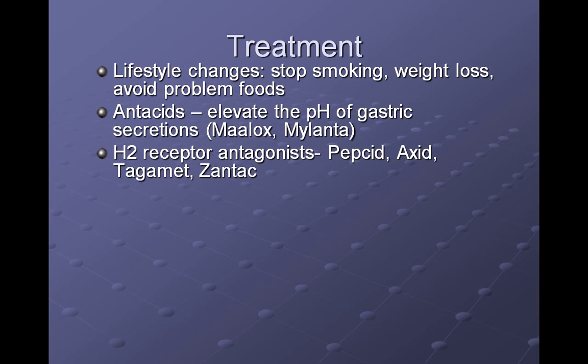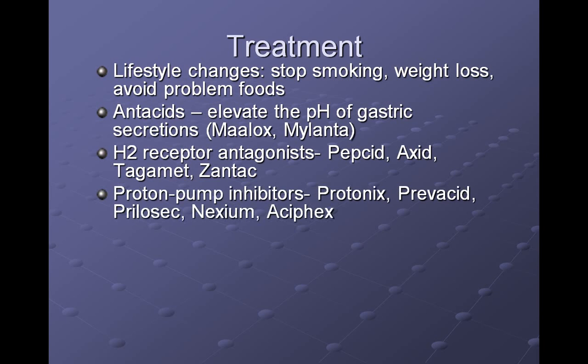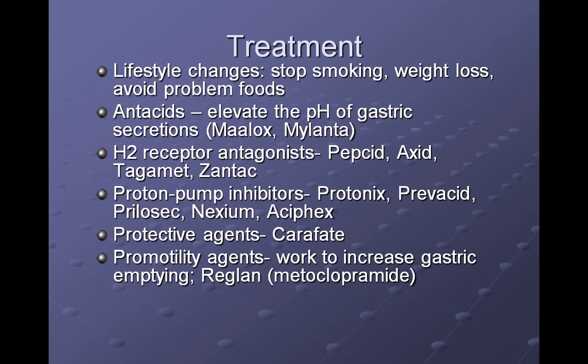H2 receptor antagonists that may be ordered include Pepcid, Axid, Tagamet, and Zantac. Proton pump inhibitors that may be ordered include Protonix, Prevacid, Prilosec, Nexium, Aciphex. Protective agents that may be ordered include Carafate. Pro-motility agents work to increase gastric emptying and include Reglan. You need to look up each of the aforementioned medications and know them in detail.